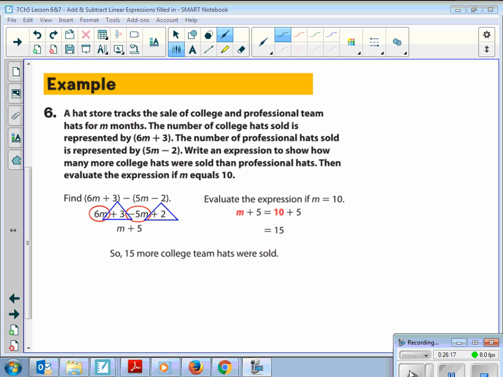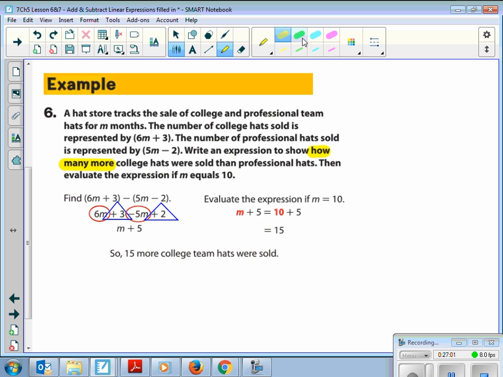So for the last example, this one is for the subtraction. It says, a hat store tracks the sale of college and professional team hats for M months. The number of college hats sold is represented by the quantity 6M plus 3. The number of professional hats sold is represented by the quantity 5M minus 2. Write an expression to show how many more college hats were sold than professional hats. Now, you know what this means. How many more? You know that means this is going to be a subtraction problem, right?